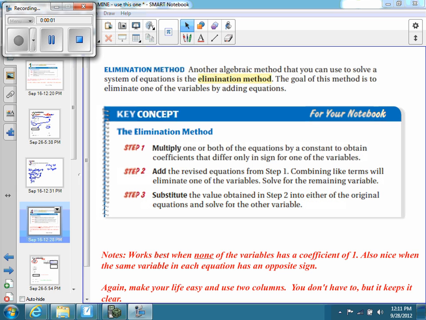Elimination method. It's different. This is what the book says how to do it. It works best when you have coefficients of all the variables, and they're not the same coefficients. That's when elimination works the best. So let's look at an example.